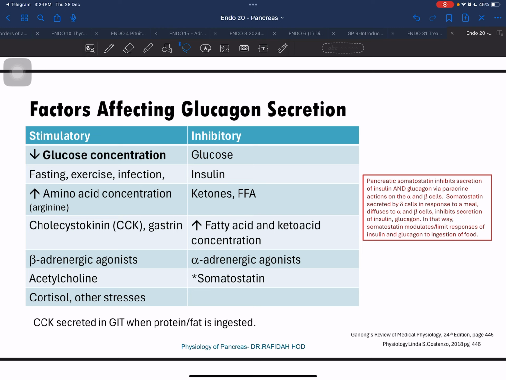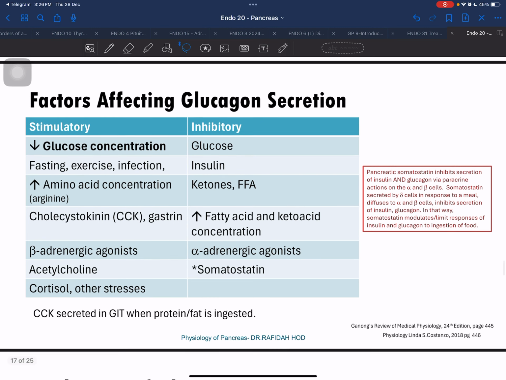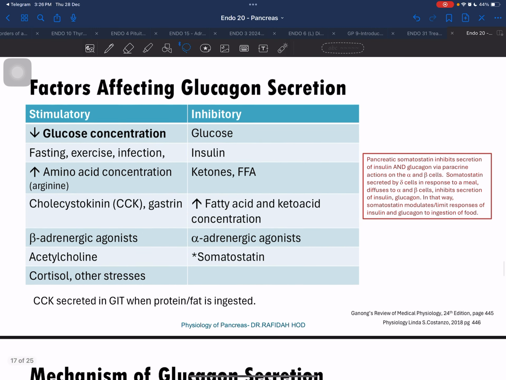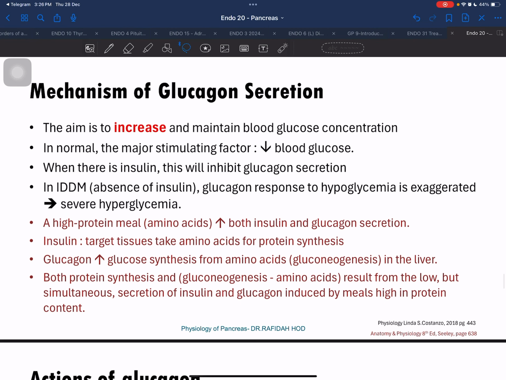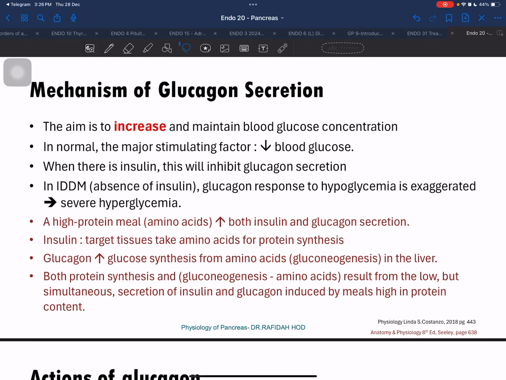Ketones and then free fatty acid, and when we have high fatty acid, keto acid, kekurangan yang kita sebutkan. And then alpha adrenergic agonist, and then also somatostatin. So if you can recall tadi earlier, somatostatin is actually inhibiting both insulin as well as glucagon punya secretion. CCK ni is when you ingest protein or fat, it will be secreted.